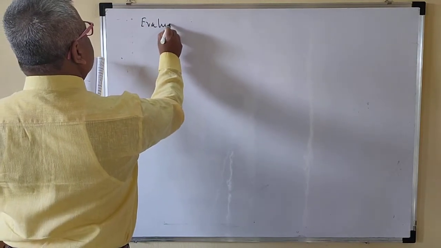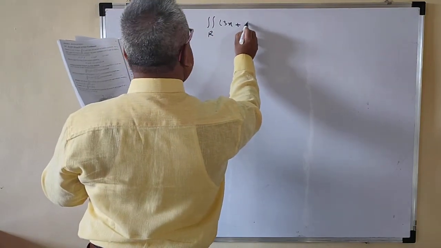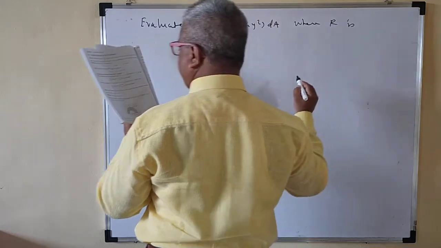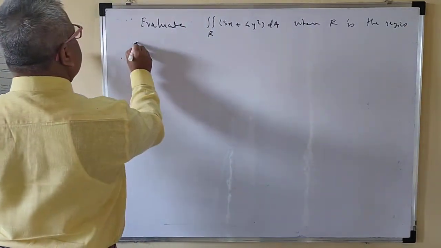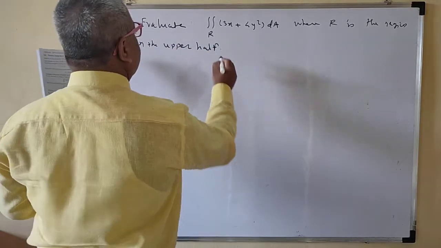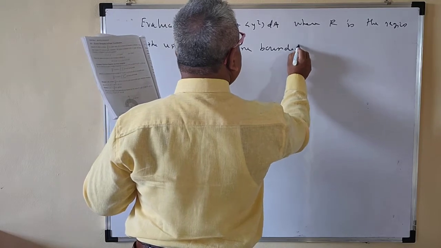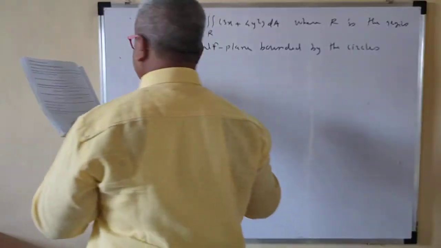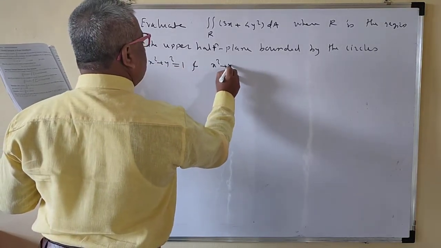Evaluate the double integral over R of (3x plus 4y) squared dA, where R is the region in the upper half plane bounded by the circles x square plus y square equal to 1 and x square plus y square equal to 4.